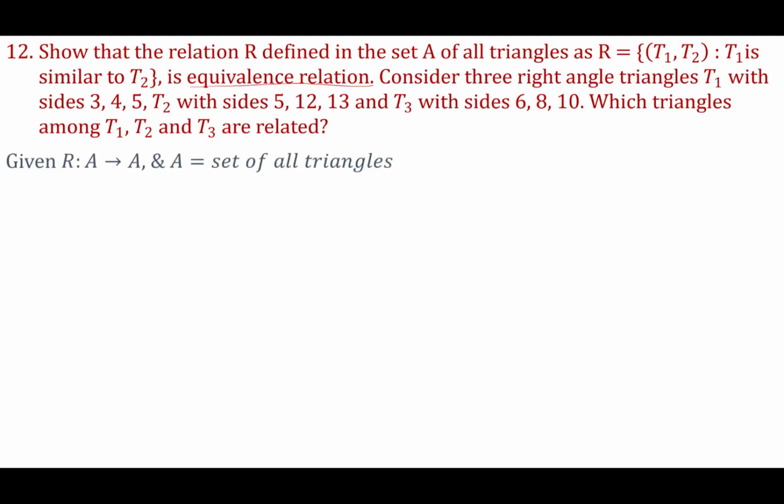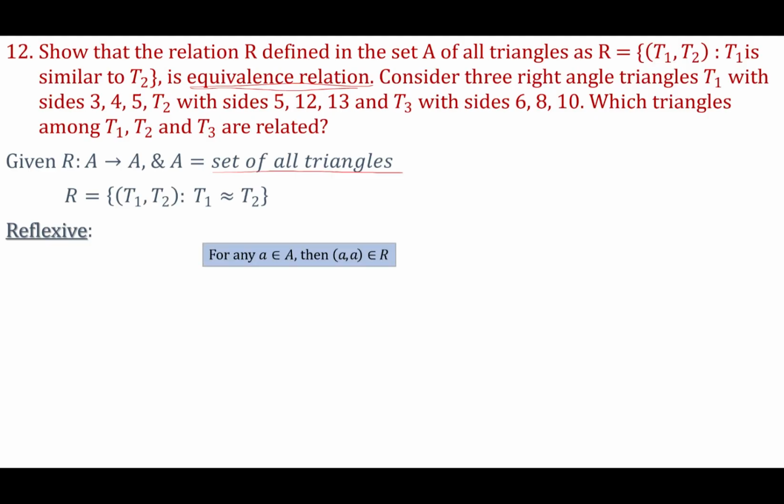Relation R is defined on set A, and set A is the set of all triangles. It is defined as (T1, T2) such that T1 is similar to T2. Now, at first, we have to show reflexive, then symmetric, then transitive, which means it is an equivalence relation.